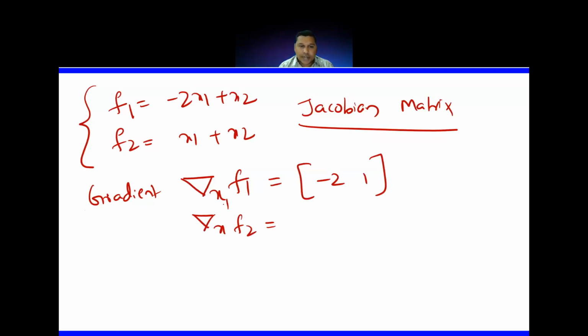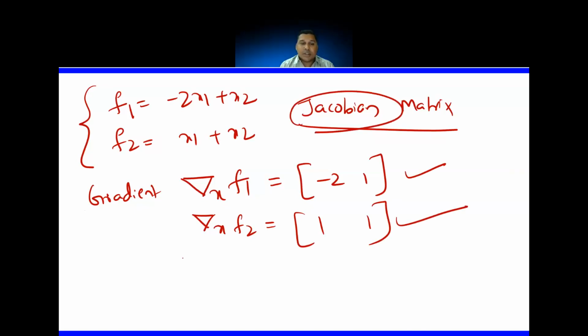Okay, the gradient of x with respect to f2 is nothing but, if I do it with respect to x1, it is 1, with respect to x2, it is 1. These are two gradients of the given two functions f1, f2. When you're asked to find the Jacobian, it is nothing but if you represent these two in a matrix form. So -2, 1, 1, 1. This is called your Jacobian matrix.